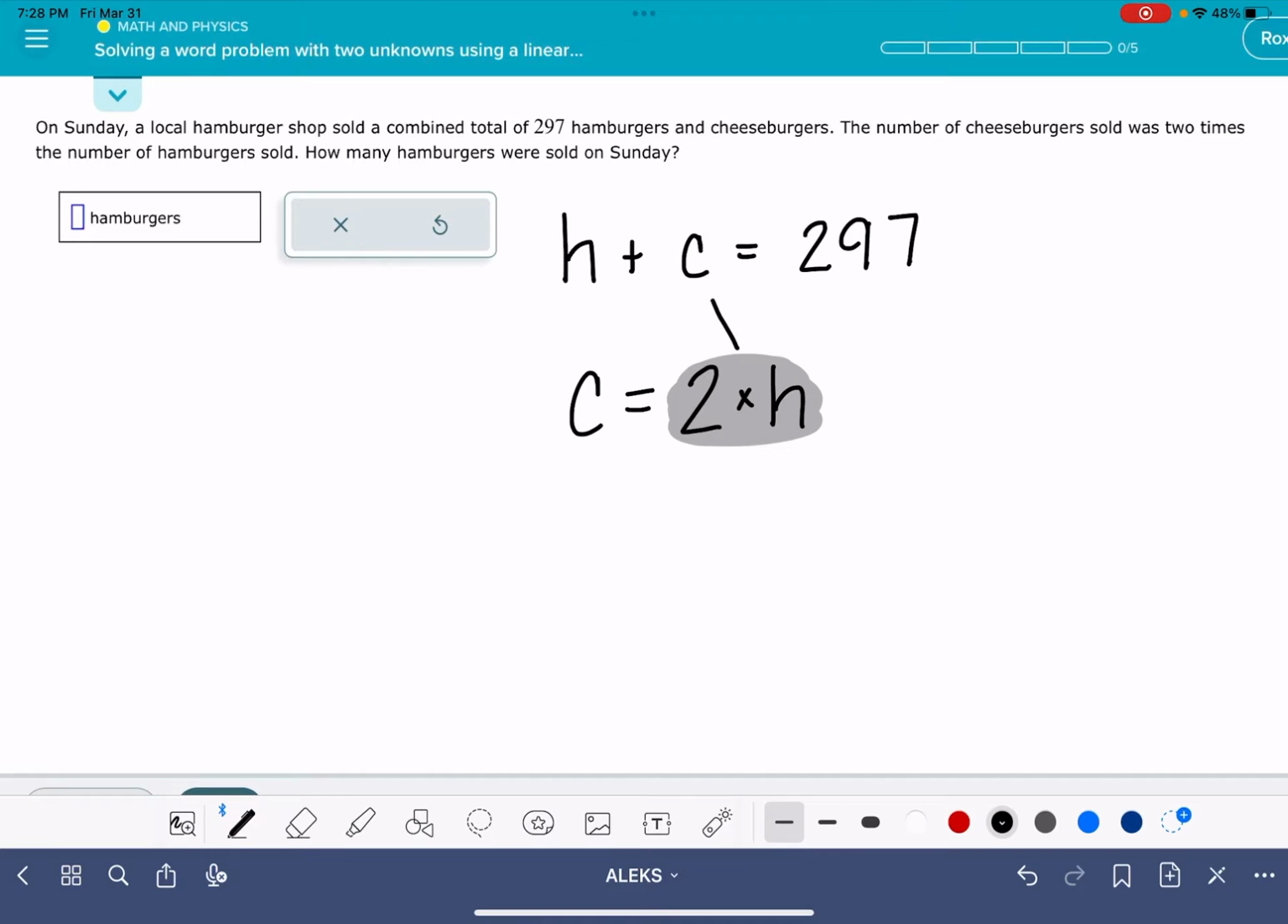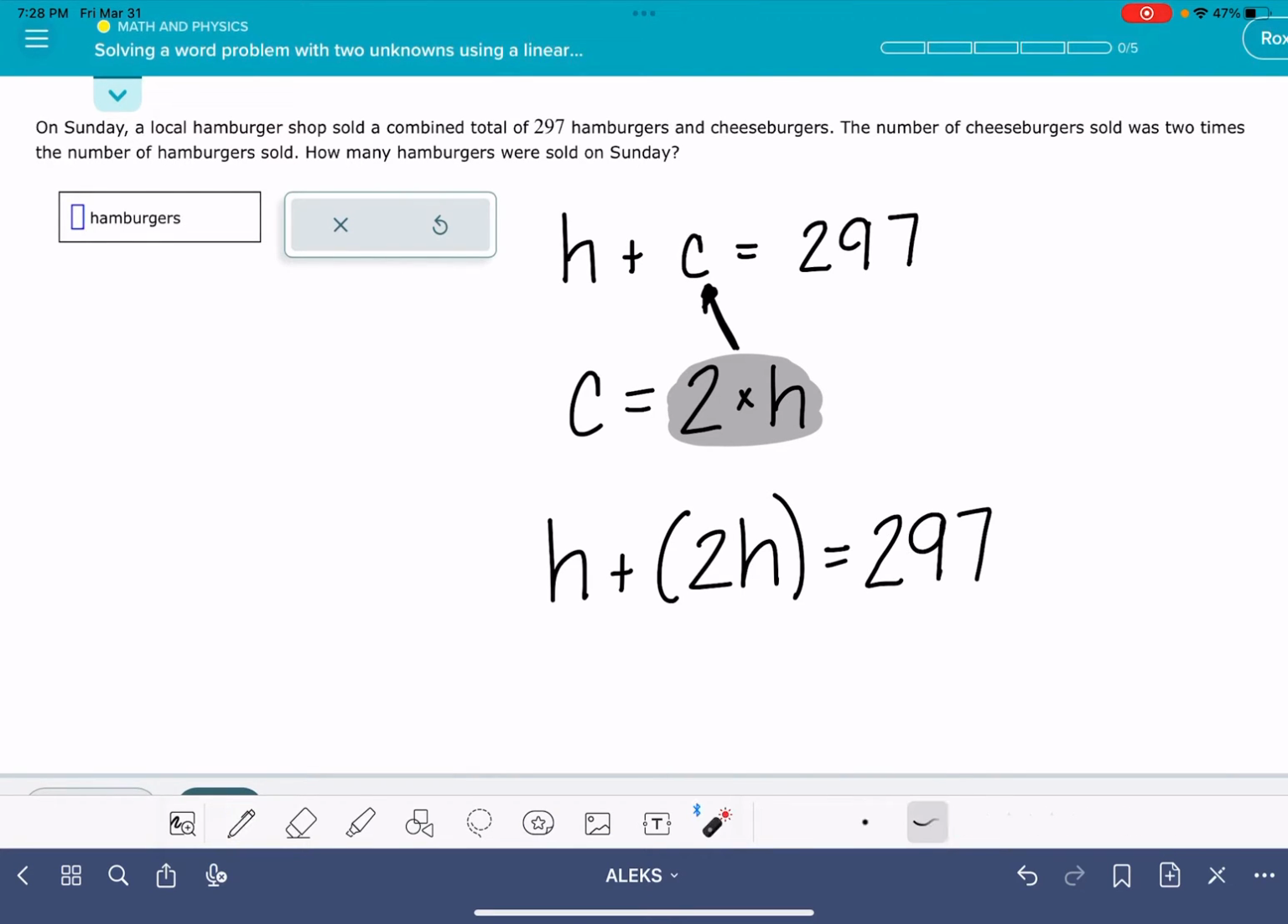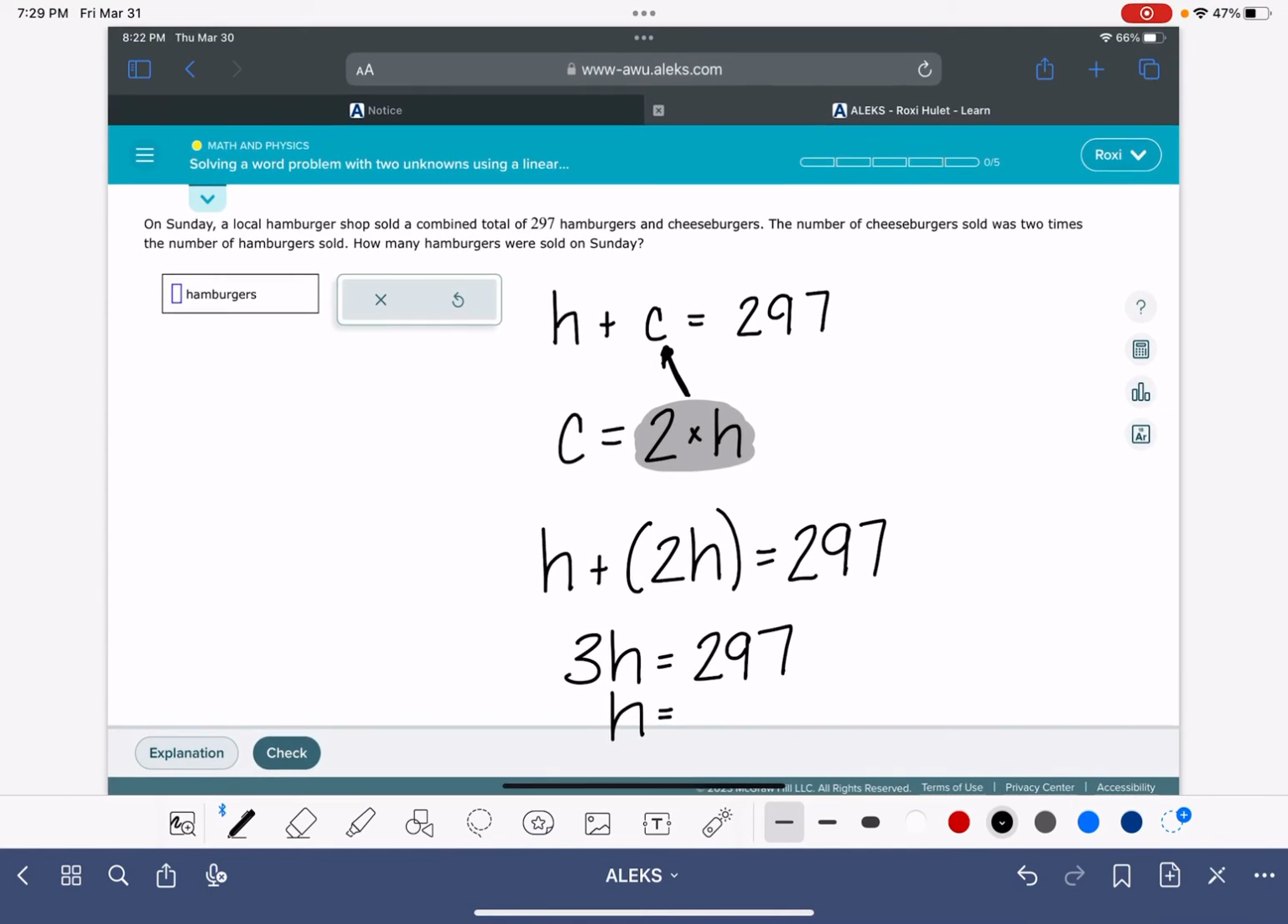Watch that. I'm going to do that. I'm going to put that right up in there like that. Hamburgers plus 2 times the number of hamburgers equals 297. And again, this 2h is just my expression for cheeseburgers. So now I can solve for the number of hamburgers. I've got hamburgers plus 2 more hamburgers, that adds up to 3 hamburgers, equal to 297.